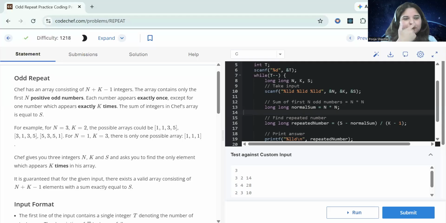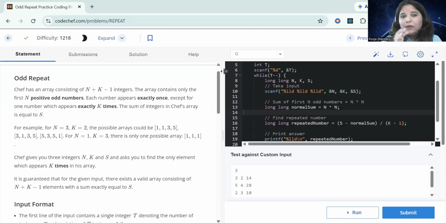So, let's start today's problem. This is this. So, what is the problem? The problem is odd repeat. Now, it's a very simple problem. If you've understood what exactly they want, then you're able to do this problem very easily.